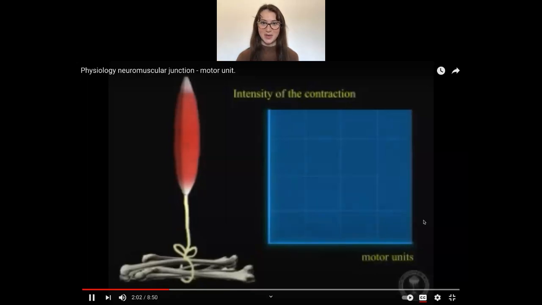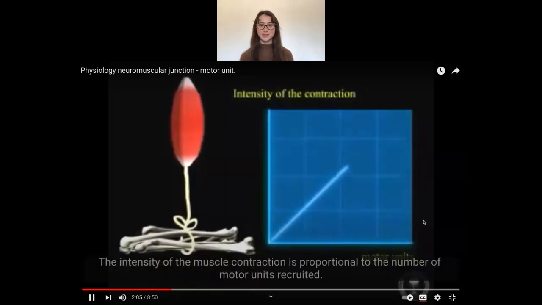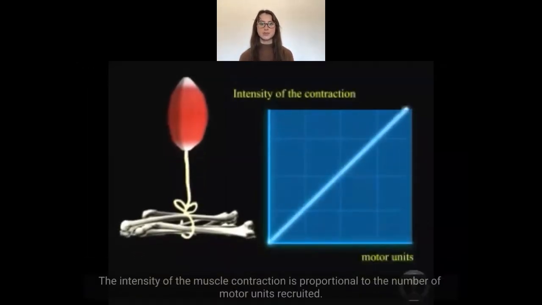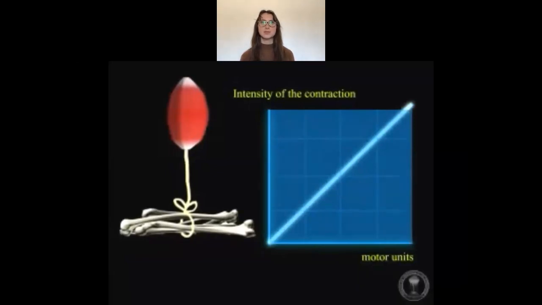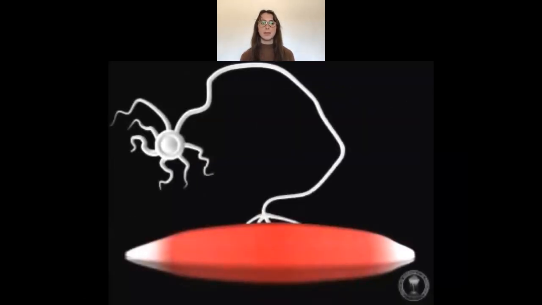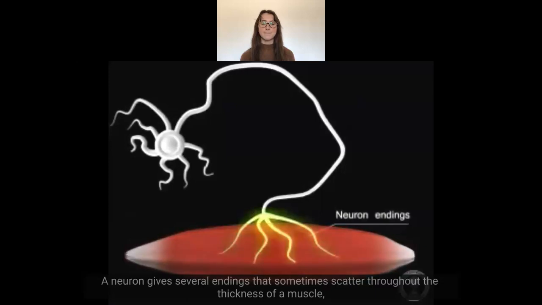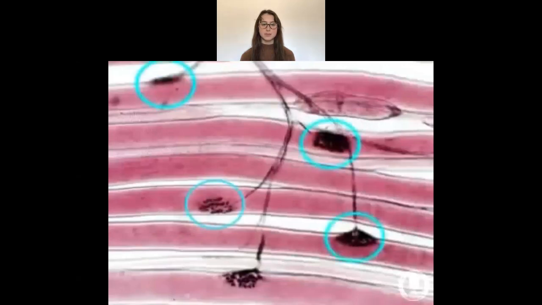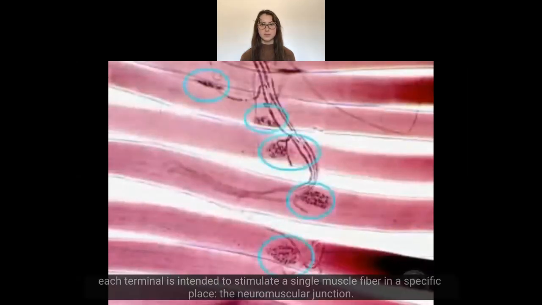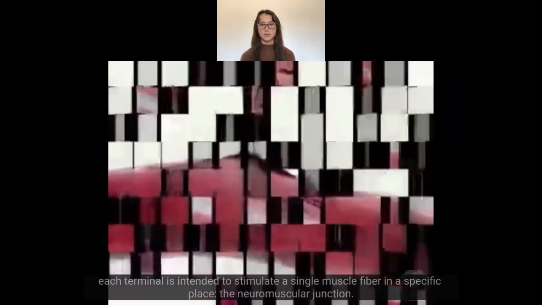Okay, The back to intensity skeletal of the muscle contraction is proportional to the number of motor units recruited. A single motor neuron gives several endings that sometimes scatter throughout the thickness of a muscle. Each ending is intended to stimulate a single muscle fiber in a specific place, the neuromuscular junction.